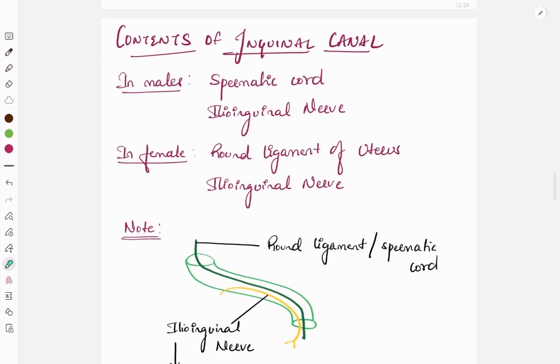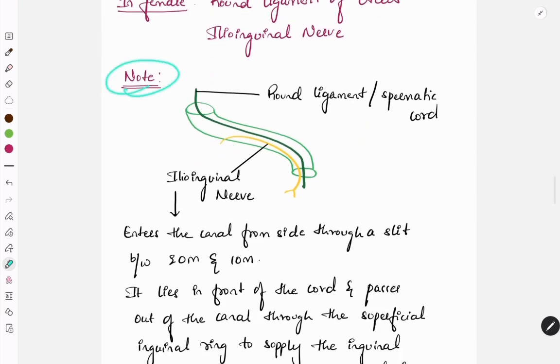Moving on, we have the contents of inguinal canal. So contents are very easy. In both males and females, we have the ilioinguinal nerve passing through the inguinal canal, and in males we have the spermatic cord passing through the inguinal canal. In females, obviously we will not have spermatic cord. Instead of that, we have the round ligament of uterus. One note that you need to note down is that the round ligament of uterus or your spermatic cord run in the full length of your inguinal canal.